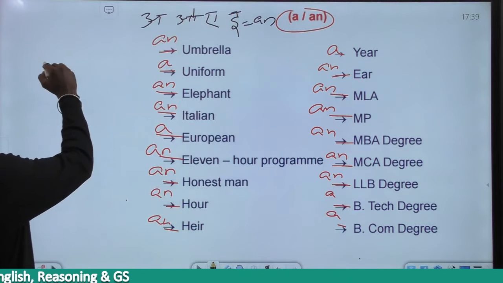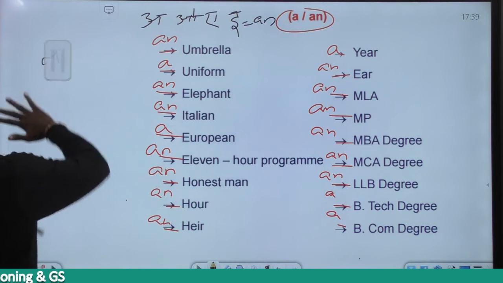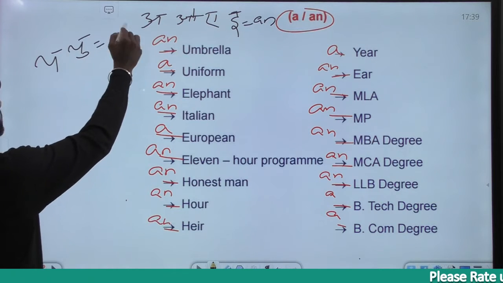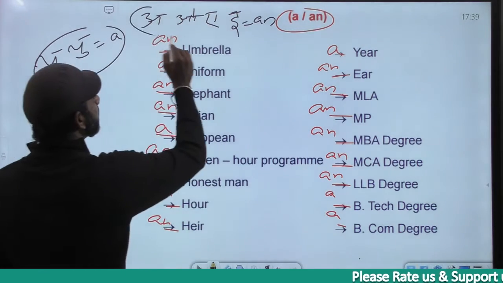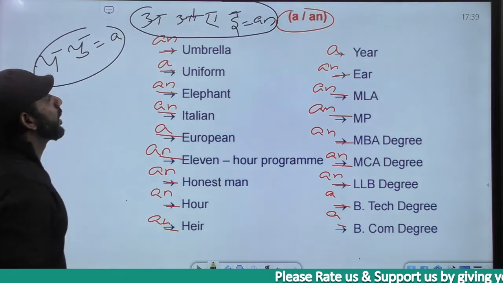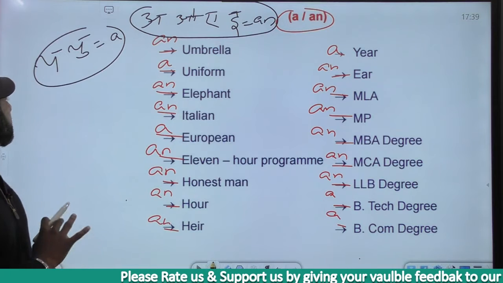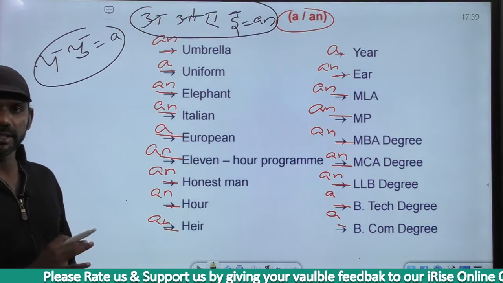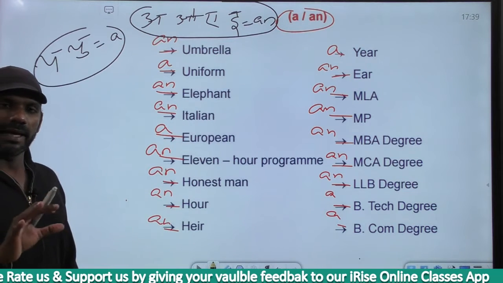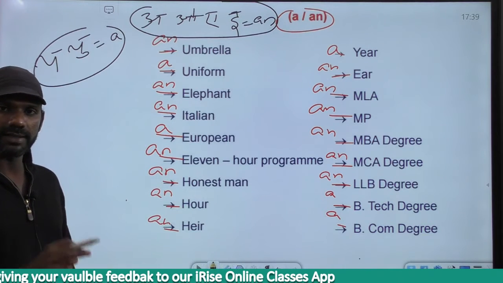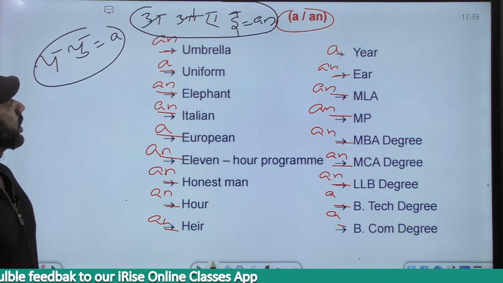If a word begins with a sound Ya or U, it must be A. When a word begins with a sound A, O, A or E, it must be an. If it begins with a sound Ya or U, it must be A. That is the rule. I told you an is not used in front of vowel letters, it's used in front of vowel sounds. Now come to the first one.